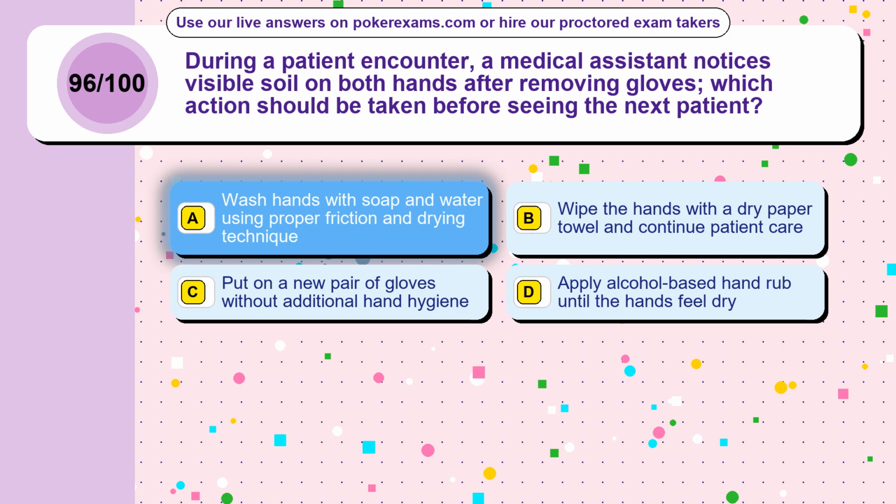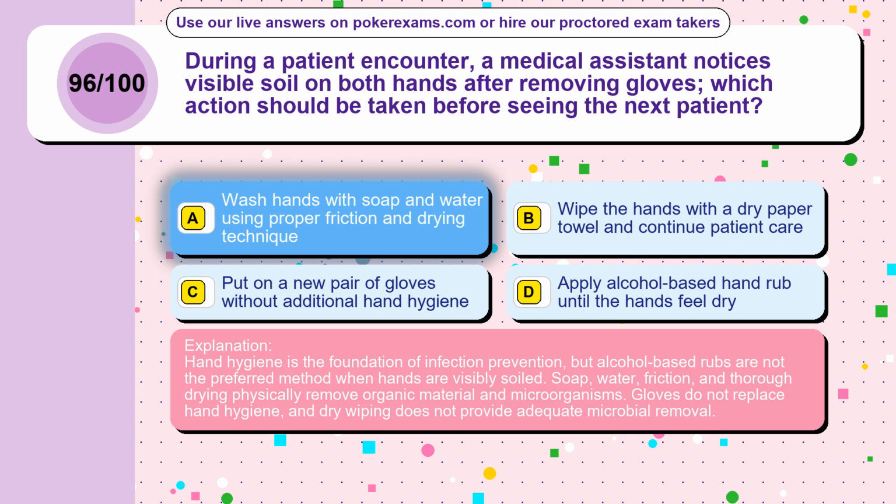Wash hands with soap and water using proper friction and drying technique. Hand hygiene is the foundation of infection prevention, but alcohol-based rubs are not the preferred method when hands are visibly soiled. Soap, water, friction, and thorough drying physically remove organic material and microorganisms. Gloves do not replace hand hygiene, and dry wiping does not provide adequate microbial removal.